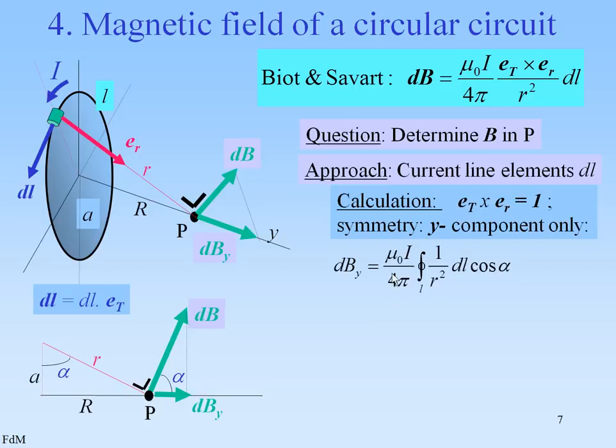And that y component is given by the integral over the closed path, the closed circle, of mu naught I over 4 pi from Biot and Savart, times 1 over r squared times dl cosine alpha. And this cosine alpha is the cosine for the y component here. This is the total vector dB, here the y component.